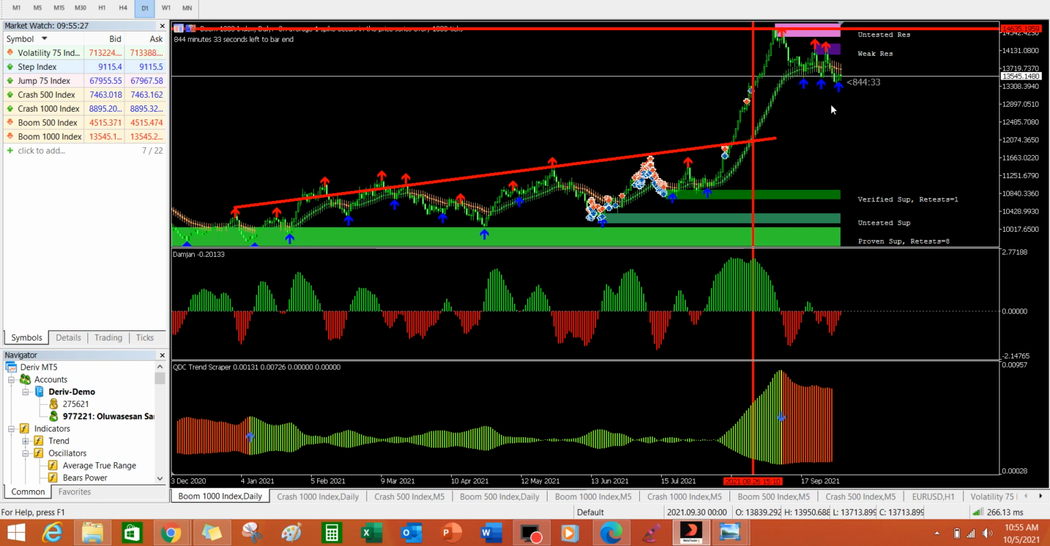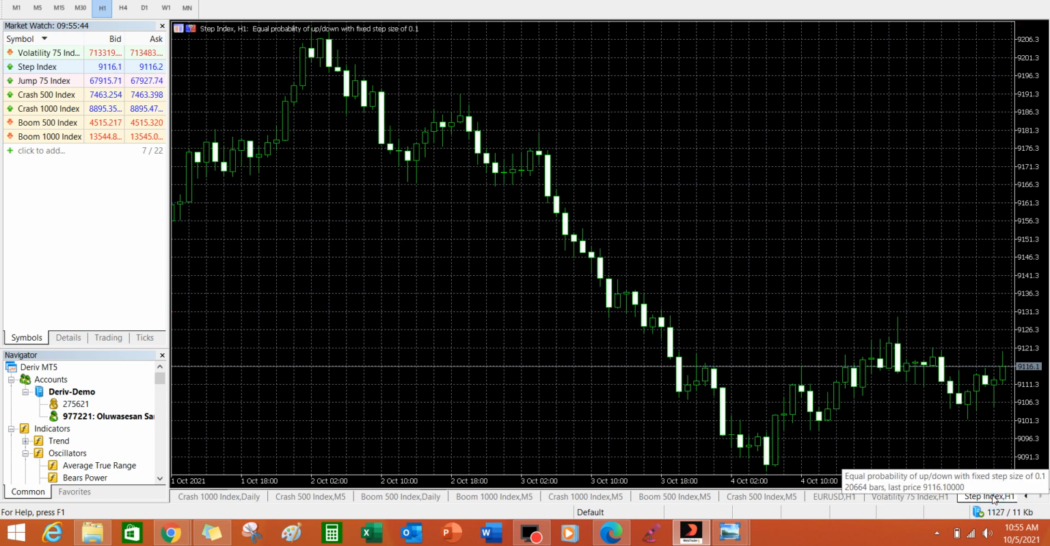If you place your order and sell, you are most likely to go into profit immediately. But for step, you might not go into profit immediately because it works in a different way. It won't take too long before you go into profit if you know the right direction of the market. And that is why that is very, very important.